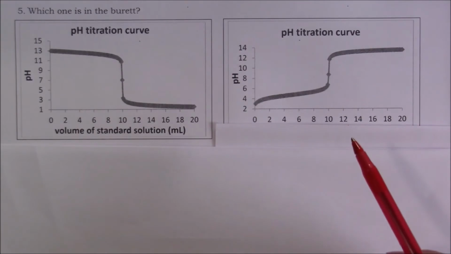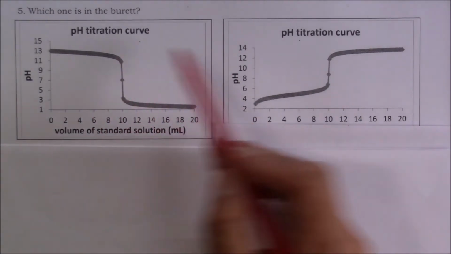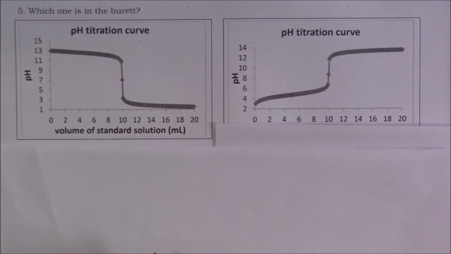Even if we did not do the experiment, if we look at the pH titration curves, we can still know which one is in the burette, or which one is the standard solution.